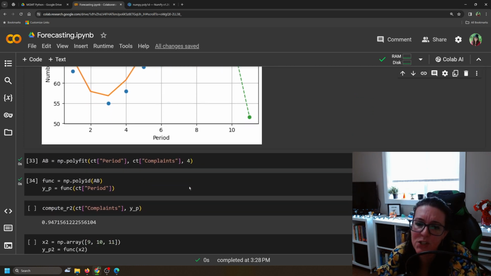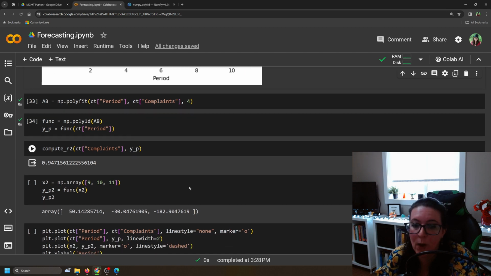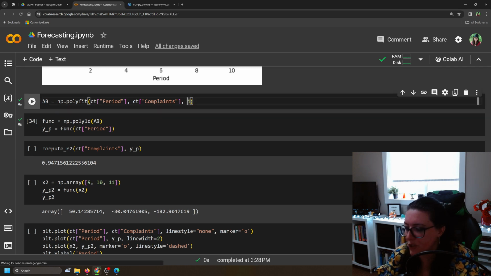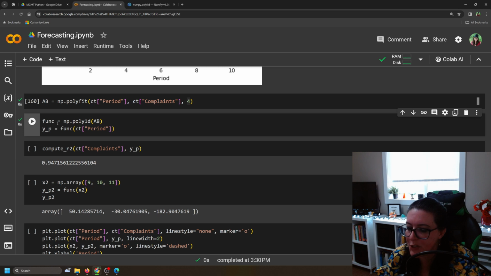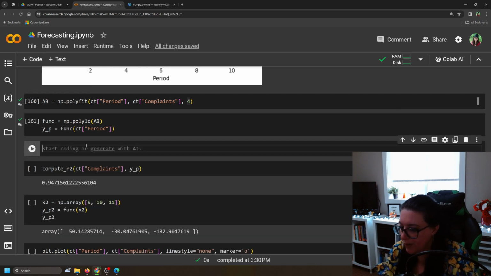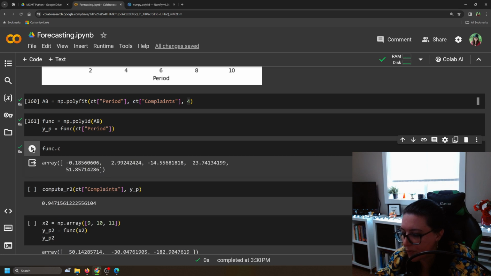Before we leave the topic of polynomials, let's just do one more. Let's look at polynomial of degree 4. So exact same code. We fit the polynomial. We're just changing this to 4 degrees instead of 2 or 3. So let's run that. We then say, okay, use that information to find the function and predict the y values. You could, just like I did before, add in that func.c and get the actual values for the formula. So what is this?